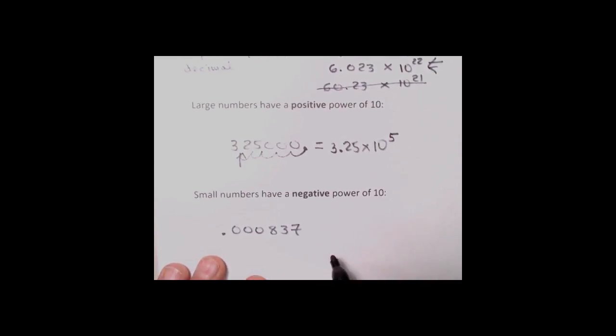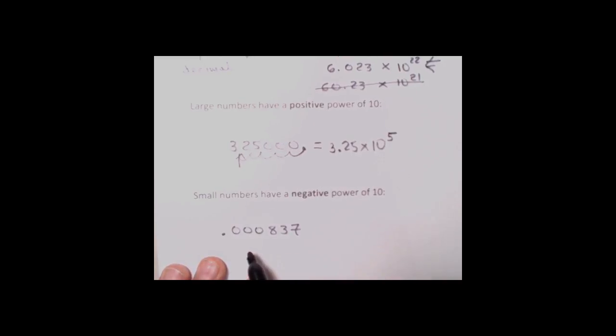Well, small numbers have negative powers of 10. Here's an example right here. This is definitely less than 1. Okay, we're going to write this in proper scientific notation form. Now, where are we going to want that decimal point to end up? Between the 8 and the 3 right here. So we have 1 non-zero digit in front. So I could write this as 8.37.